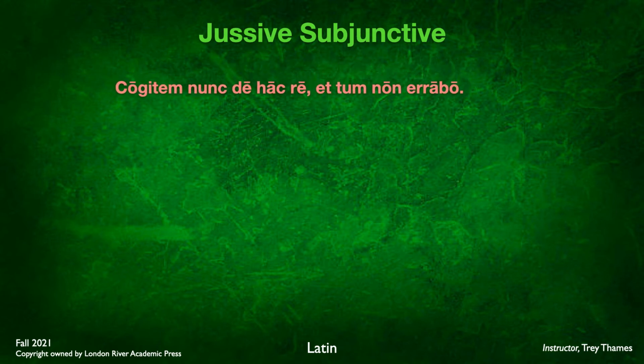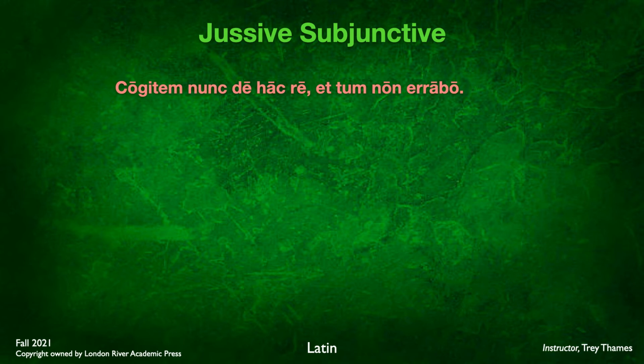There we go. Cogitem nunc de hac re et tum non errabo. Now, if you notice cogitem, you know that this is a first conjugation verb, so it ought to just jump out at you that the normal A is what you would be looking for as the connecting vowel, and that it is not there. So we think, oh, quickly, that's an E, first conjugation, this is a vowel shift. Oh, that's subjunctive. That's kind of what you're going to have to run through in your head, recognizing that there's been a vowel shift, immediately jumping to subjunctive.